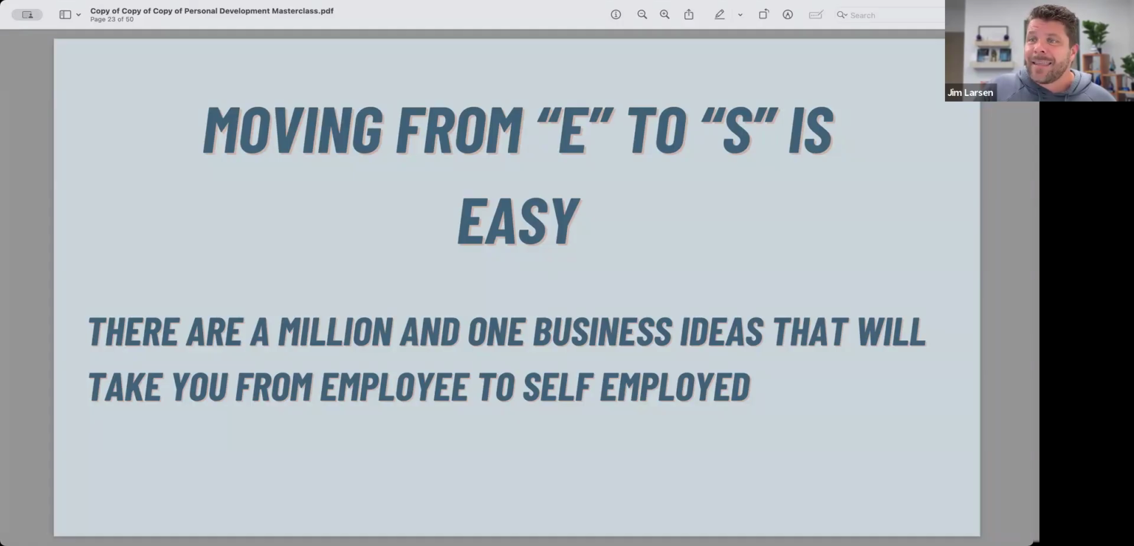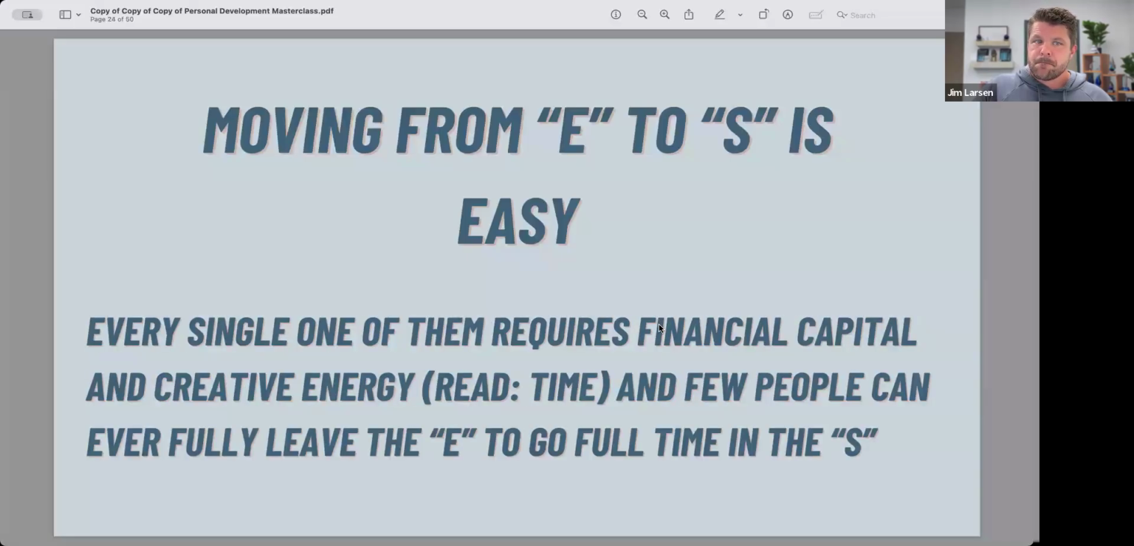I'm not saying that scaling it and being in business 5 years from now with that idea is going to be easy, but I'm going to tell you starting it's not hard. Moving from E to S is easy, but you're still on the left-hand side of that thing. You're still trading your time for money. Every single one of the businesses that you could possibly start requires financial capital and creative energy. Read creative energy as time investment.